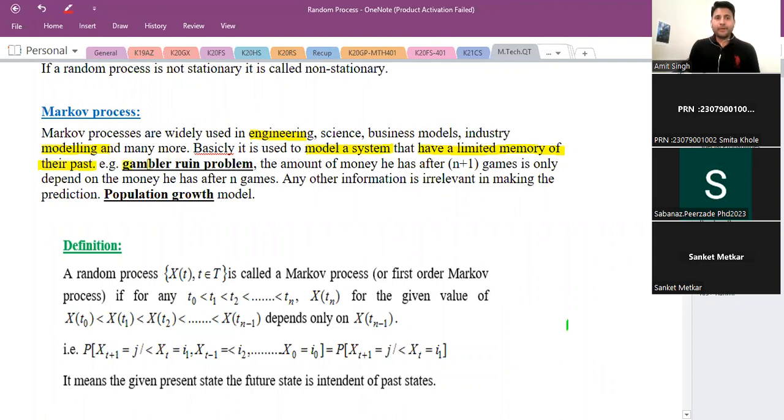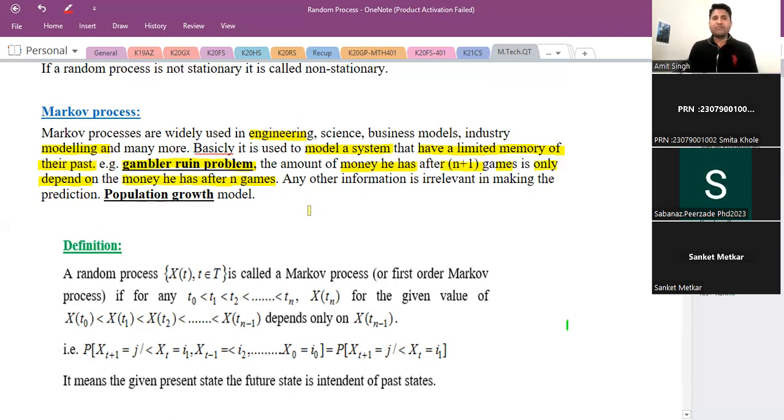For example, the gambler's ruin problem. What exactly is it? The amount of money a gambler has after n plus 1 games depends only on the money he has after n games. Whatever money a gambler has at present depends only on how much money he had in the previous step. Suppose right now I have 100 units of rupees. How much money I will have in the next turn is decided only by this 100 rupees, not by what I had previously, in the past.